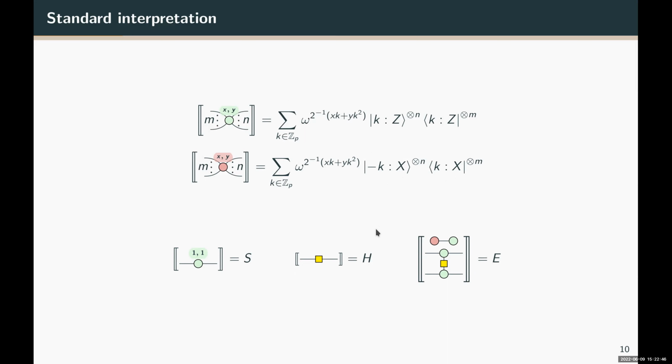The other thing that we can calculate, given the definition of this interpretation, are the following 3 operators. We get, for the 1-1 green spider, the phase gate. The Hadamard interprets as the Hadamard. And then we have, just like the qubit case, the CZ operator.